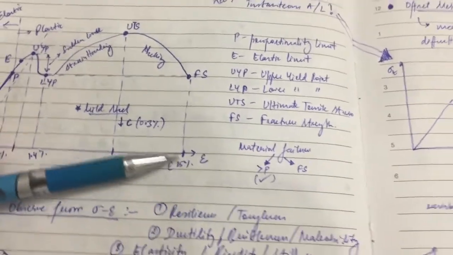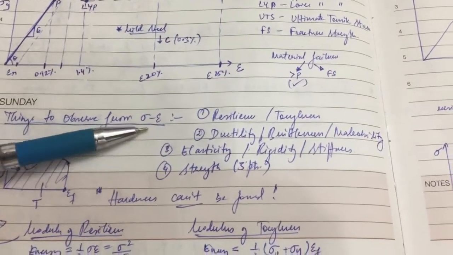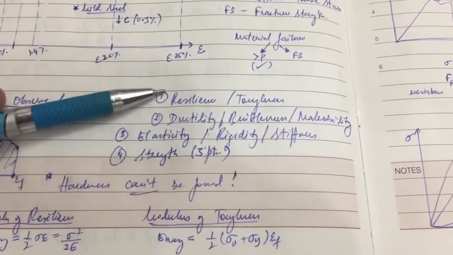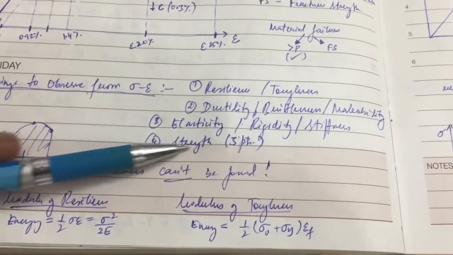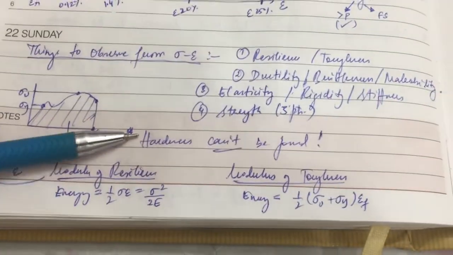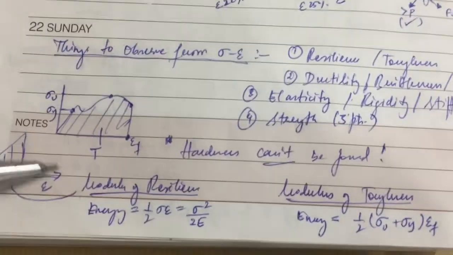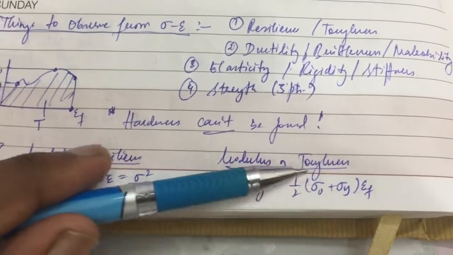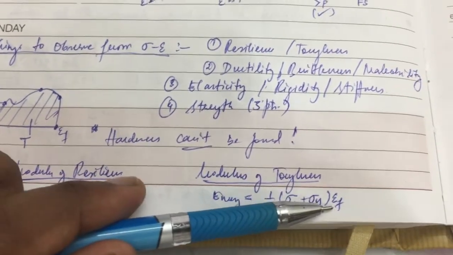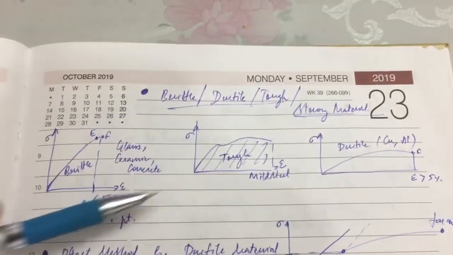Okay, for designing purposes. Next, the information we also get from this stress-strain curve is basically resilience, toughness, ductility, brittleness, malleability, elasticity, and strength, as we can see, but we can't analyze hardness, which cannot be found from this. The formula for the modulus of resilience is this, and the formula for the modulus of toughness is this, in which we add the yield strength and the ultimate strength.